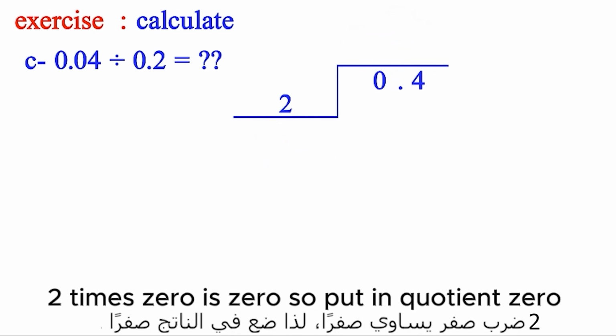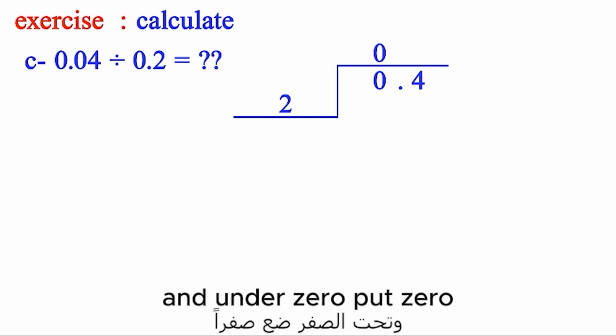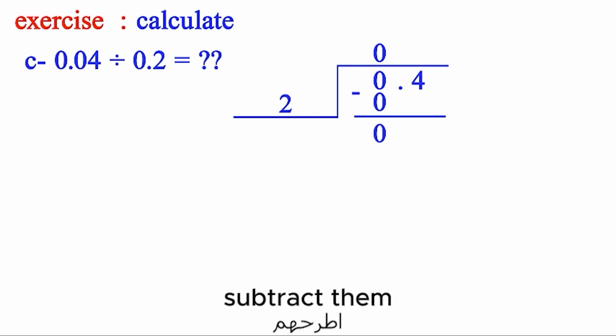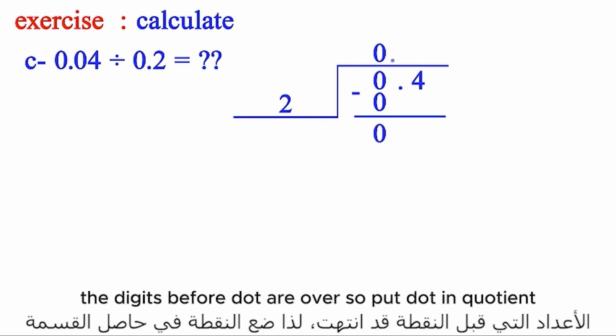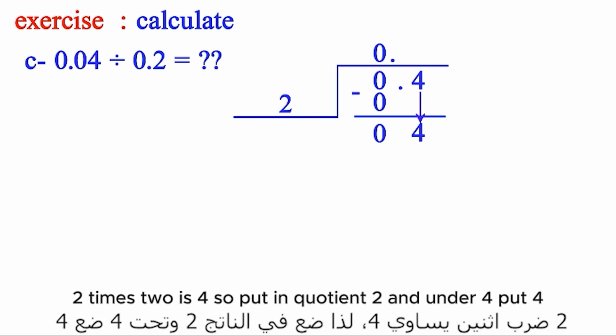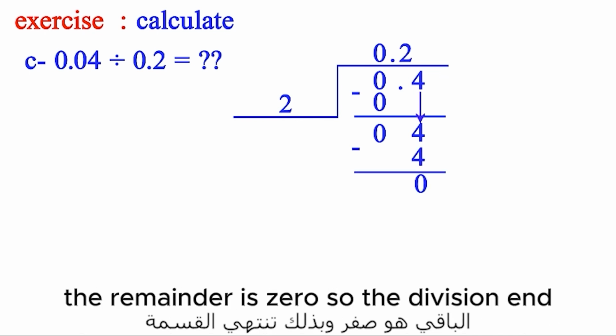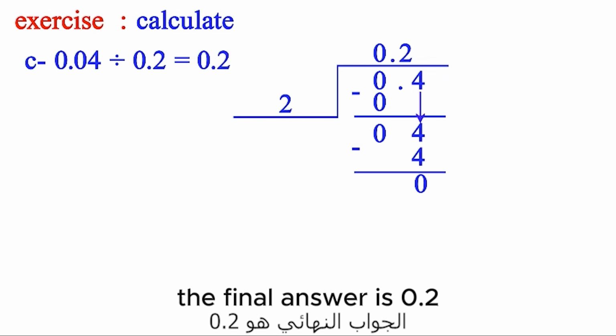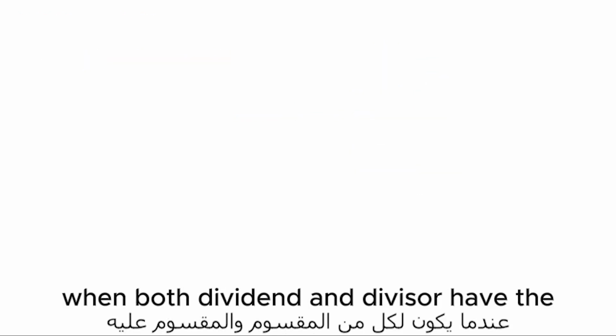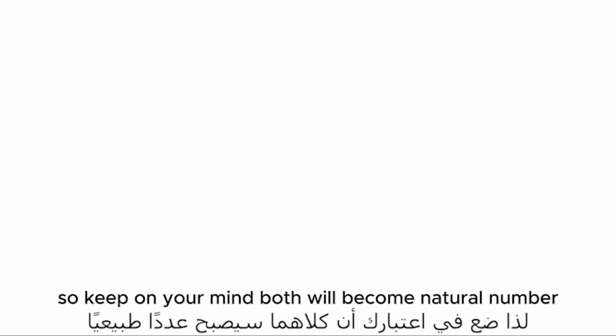2 times 0 is 0, so put in the quotient 0, and under 0 put 0. Subtract them. The digits before the dot are over, so put the dot in the quotient. Bring down 4. 2 times 2 is 4, so put in the quotient 2 and under 4 put 4. Subtract them. The remainder is 0, so the division ends. The final answer is 0.2. Note, when both dividend and divisor have the same number of digits after the dot, keep in mind both will become natural numbers.